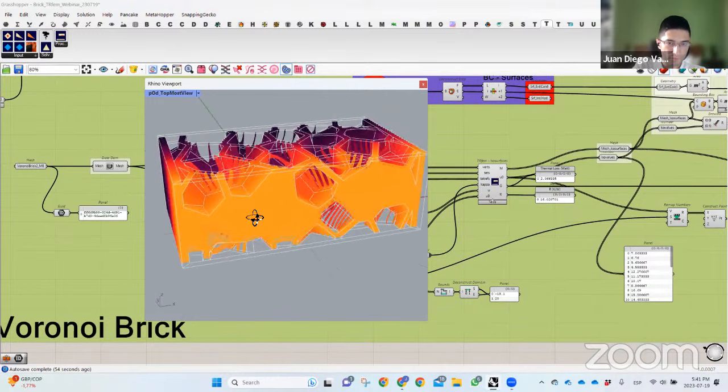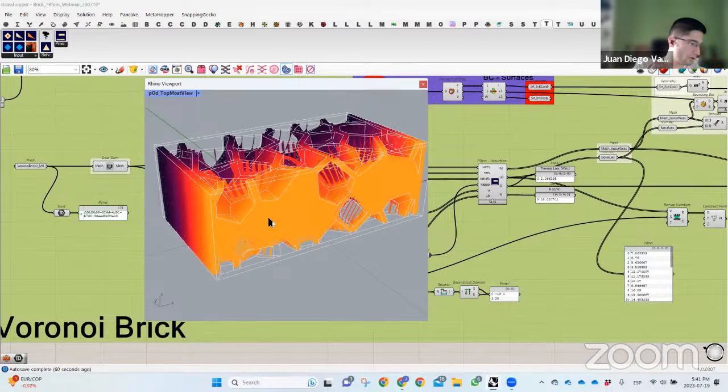I don't know if I'm missing something, Mathias, to explain here, or if we could proceed to the next step. Yeah, you can proceed. I think it's pretty clear, yeah.